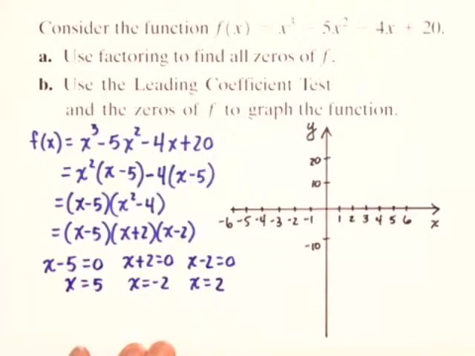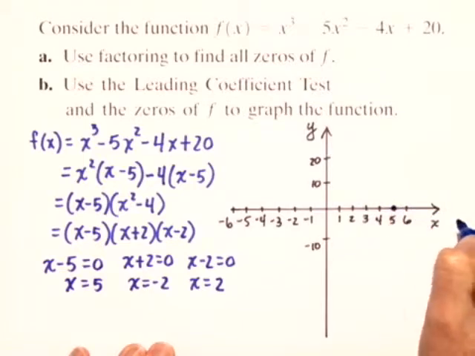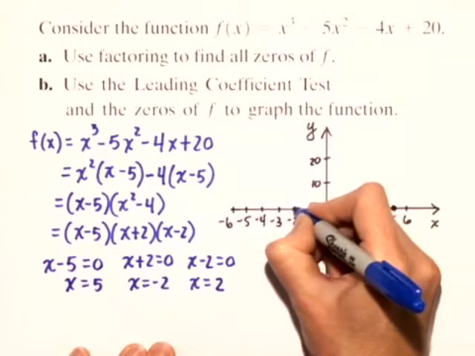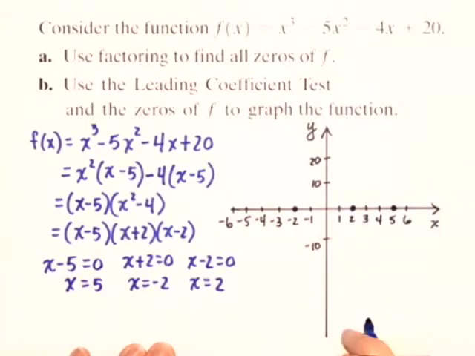So let's go ahead and just plot those points before we go on. So we know that x equals 5 is a 0, so that's an x-intercept. x equals negative 2 is also a 0, and x equals positive 2 is a 0 as well. Now, that was part A. In part B, we want to use the leading coefficient test and the zeros of f to graph the function.